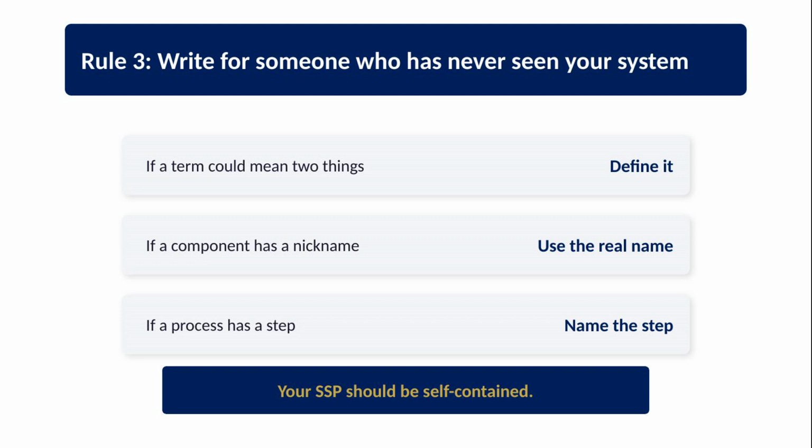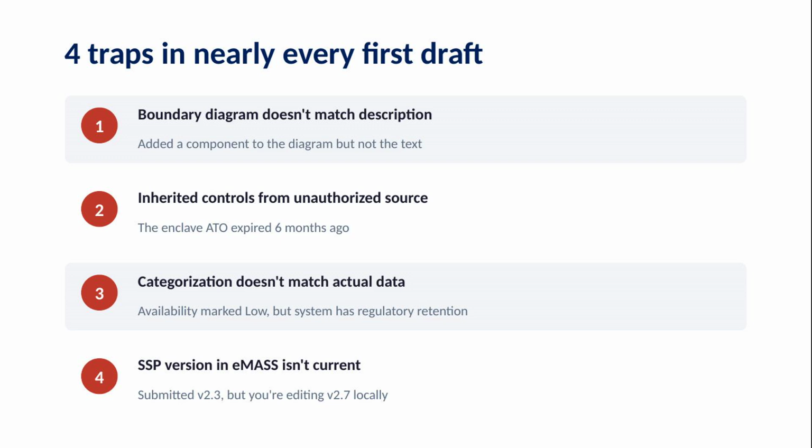Rule 2. Match EMAS exactly. The SKA has your SSP in one window and your EMAS system record in another. Every piece of information that appears in both places needs to match. System name, acronym, impact level, categorization values, component list. Any mismatch triggers a question. Enough mismatches trigger a return.